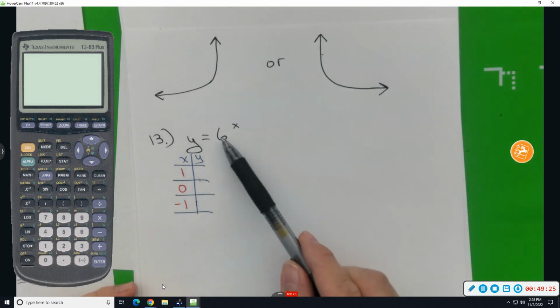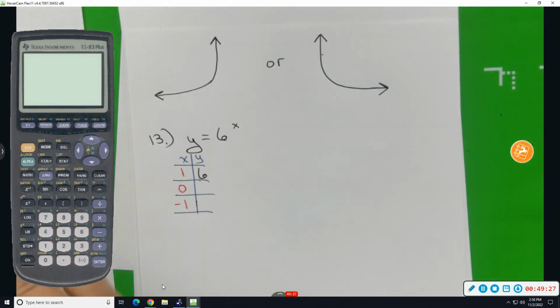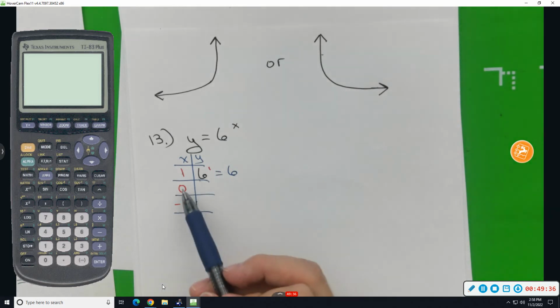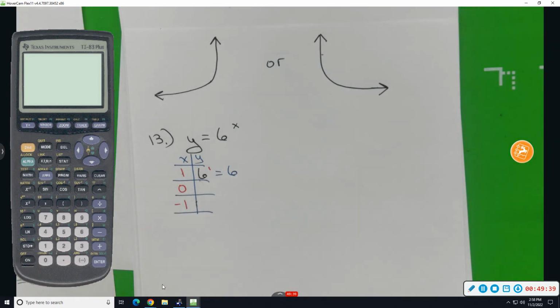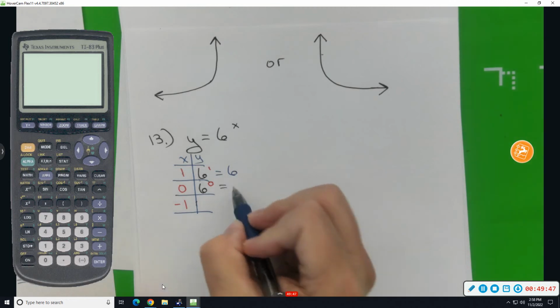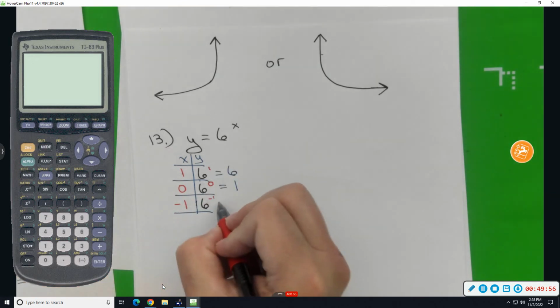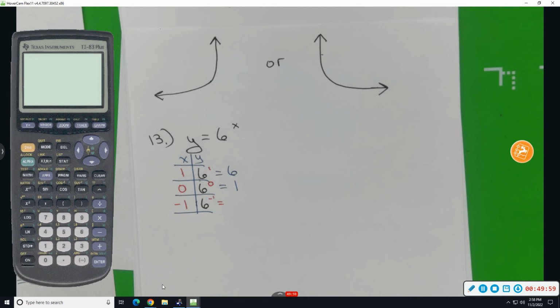I'll start with 1. That says 6 to the first power. Oh, that's easy. That's just 6. So we have the ordered pair 1, 6. What happens when we plug in the 0? 6 to the 0 power is, it's that first rule we had, 1. And what about 6 to the -1? 6 to the -1 becomes 1 over 6 to the positive 1, which is just 1/6.